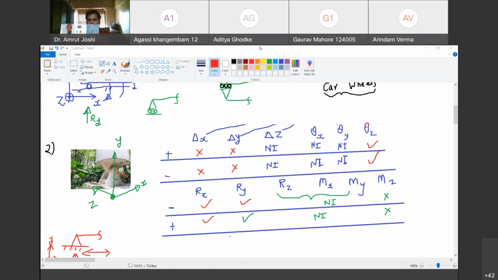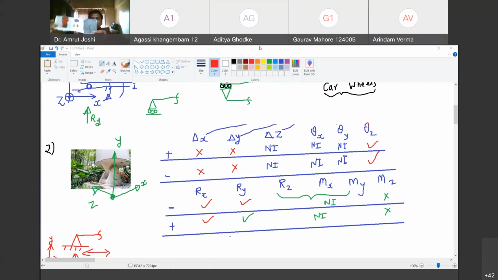Possible? No. Try to push this member in negative x direction. Possible? No. Try to pull this member in positive y direction. Possible? No, sir. Try to push this member down in negative y direction. Possible? No, sir. Try to rotate this member about z axis.